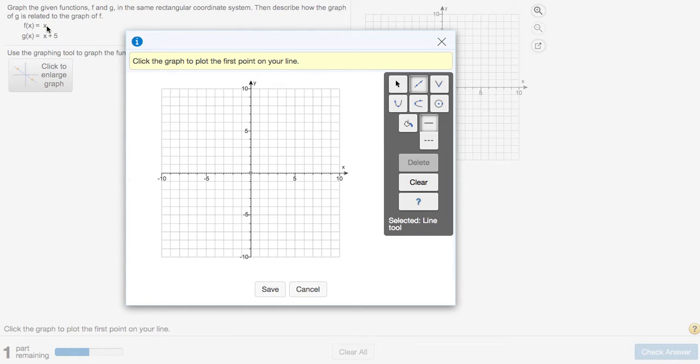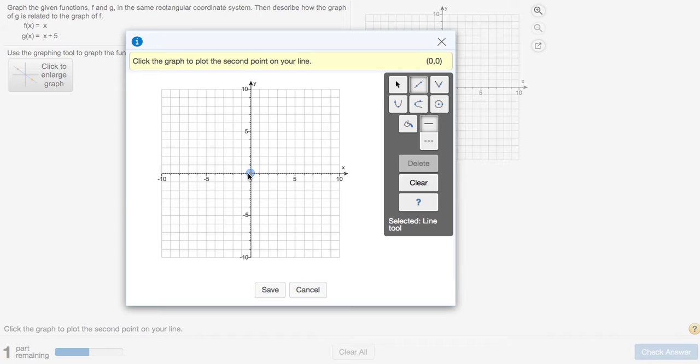I'm going to start by graphing f of x. So I need 2 points if I want to graph a line. You can use any 2 points you'd like, but I'm going to use, let's say, the point x equals 0, which will correspond to y equals 0. So I know the point (0, 0) is on f of x.